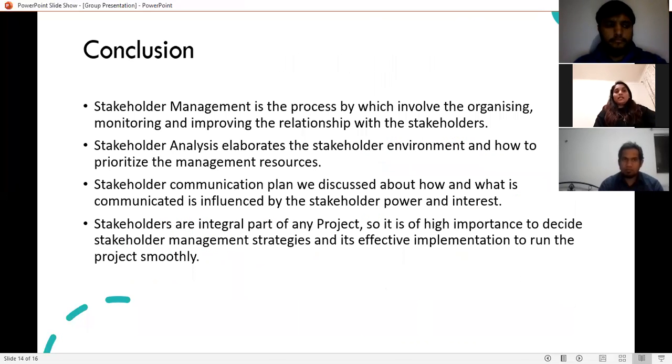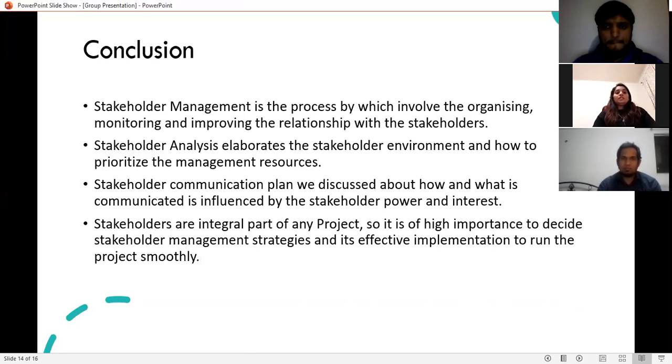In this next slide, I can conclude the important parts of stakeholder management to be highlighted. Stakeholder management is the process which involves organizing, monitoring, and improving relationships with the stakeholders. Stakeholder analysis elaborates the stakeholder environment and how to prioritize the management resources. In stakeholder communication, we discussed how and what is communicated, influenced by stakeholder power and interest.